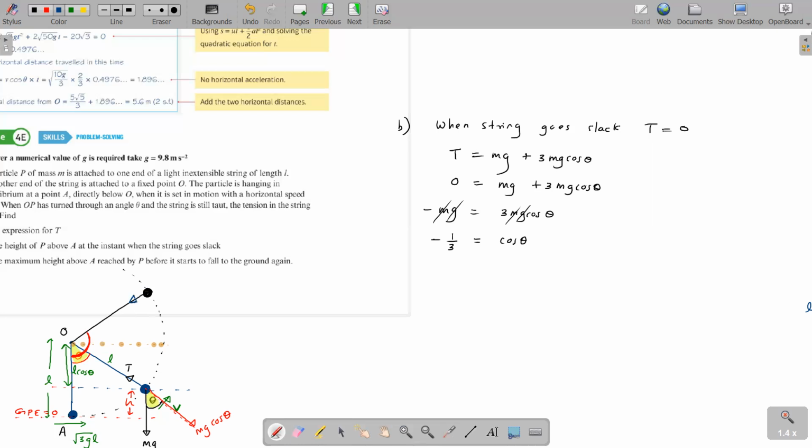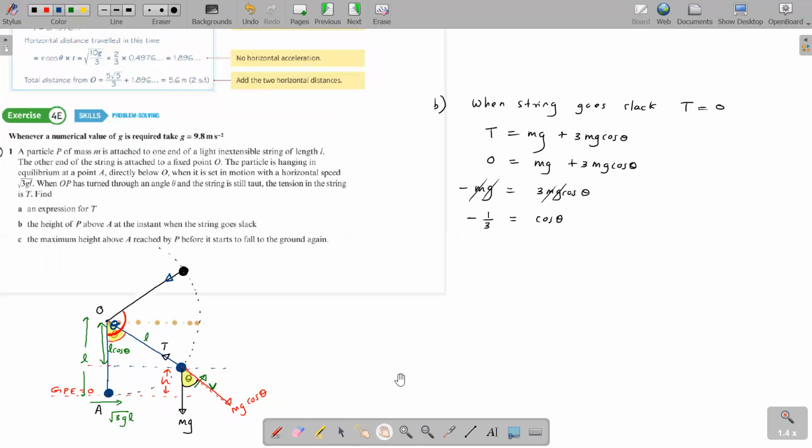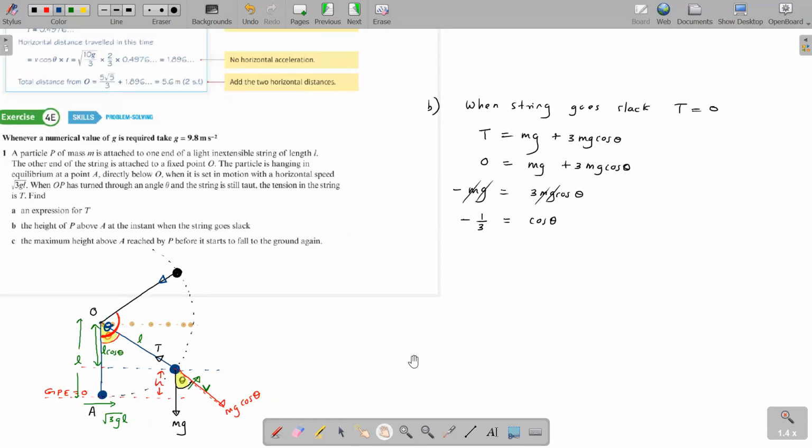So when your theta angle becomes obtuse, agreed? All right. The thing is this, I'm supposed to find the height, but you can see that the theta angle we are working with is an obtuse angle. Normally we resolve and do all the things with acute angles. So to find the height above A at the instant when the string goes slack, we have to work with this obtuse angle.